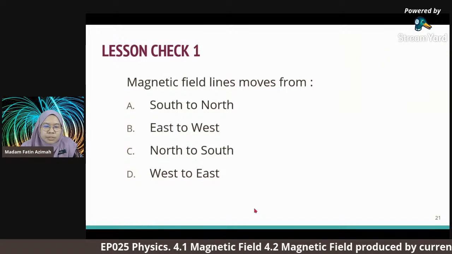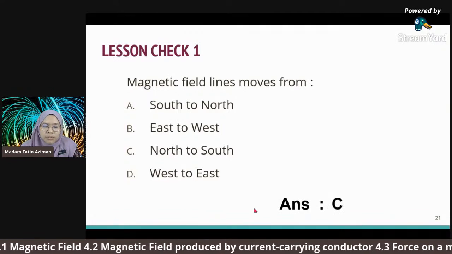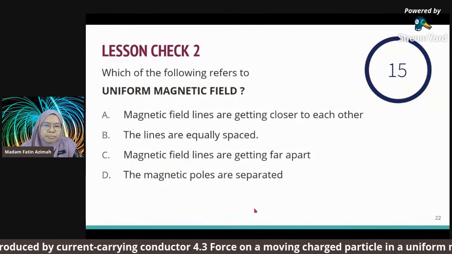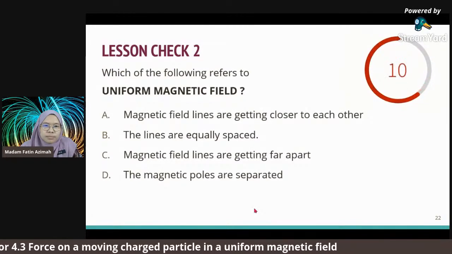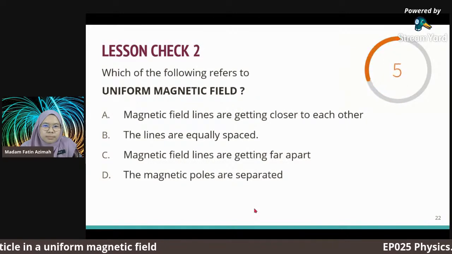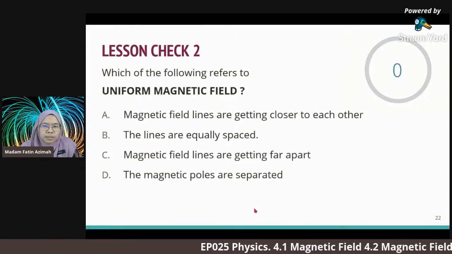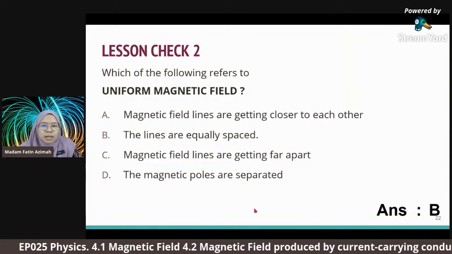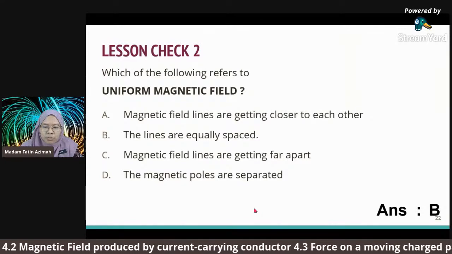Okay, time's up. So the answer is C, from north to south. Okay, we have one more. Okay, time's up. So for a uniform magnetic field, the lines are equally spaced. Okay, so that's it for 4.1.